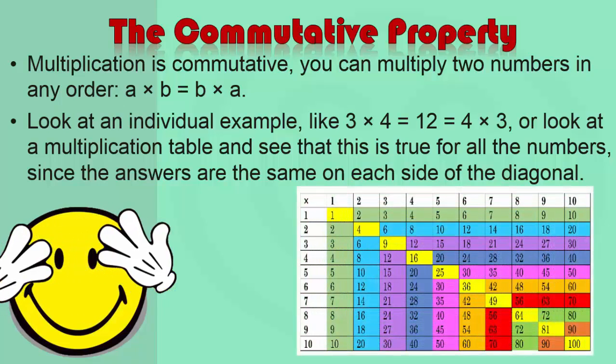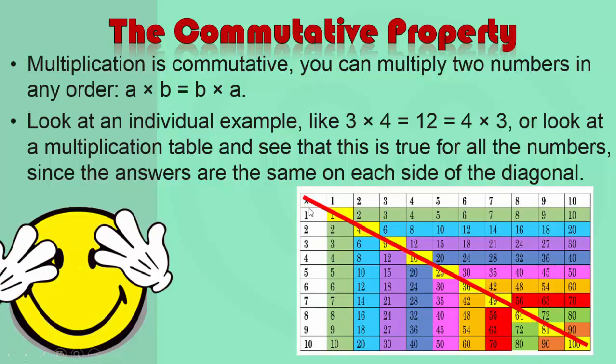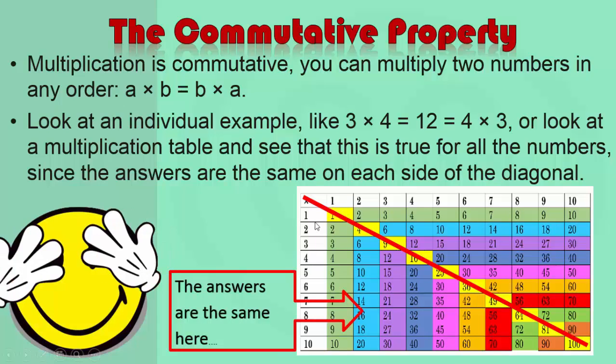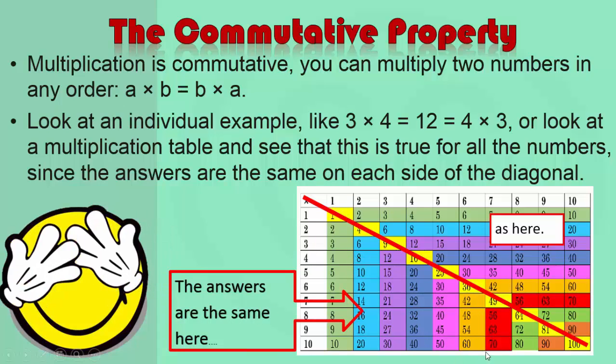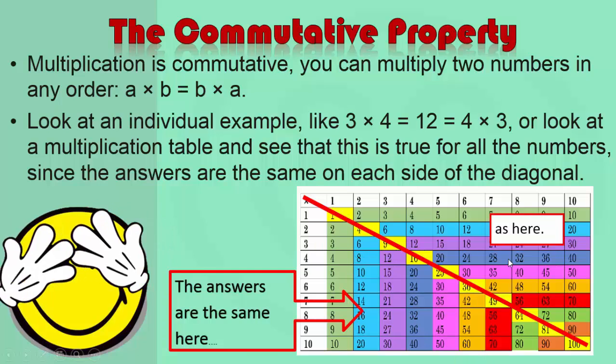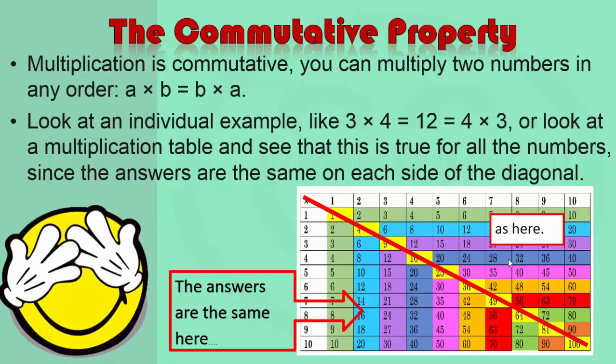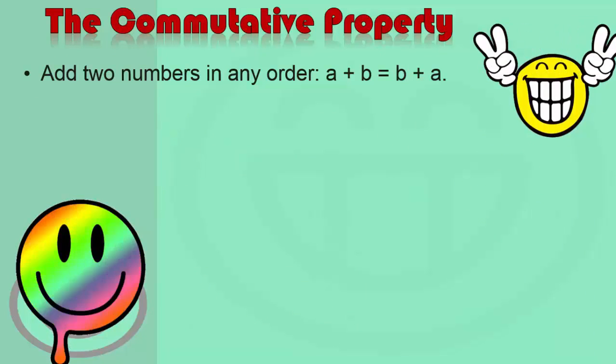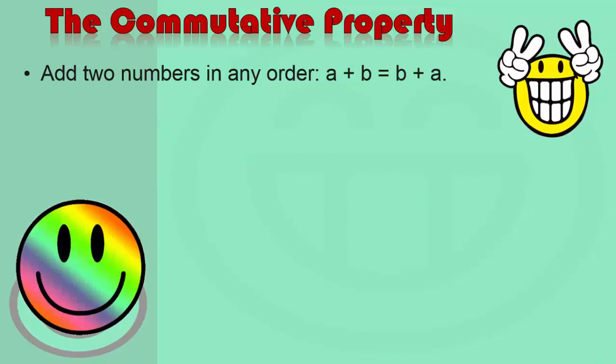So here, for example, is a multiplication table, and if we draw a diagonal down this multiplication table, we see that the answers on this side of the table are the same as they are here. That means they are commutative. Add two numbers in any order, A plus B is equal to B plus A.